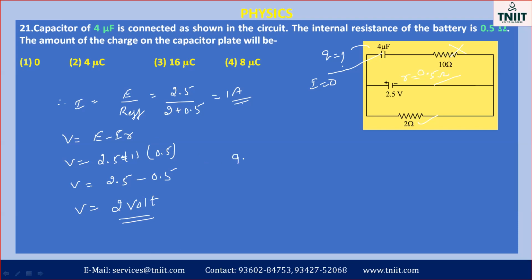Now how to find the charge? Q is equal to CV. So capacitance is 4 microfarad, potential is 2. So it will be 8 microcoulomb. So what is the charge of the capacitor? 8 microcoulomb, option 4.